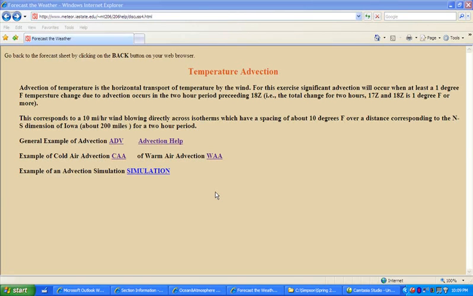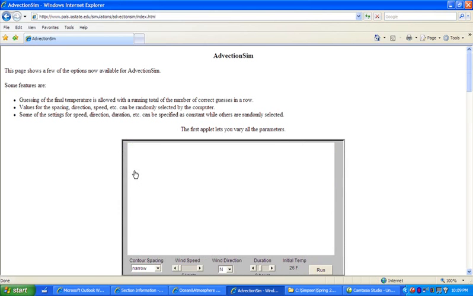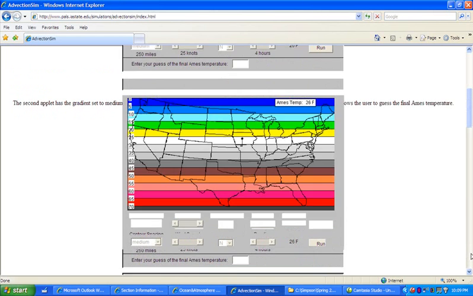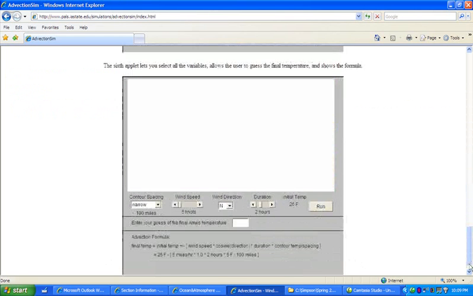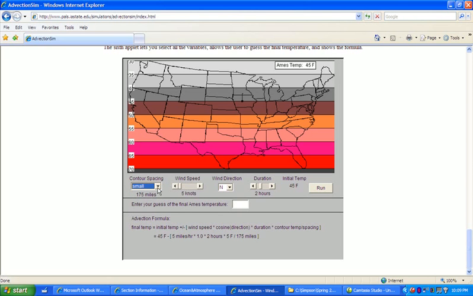Okay, what you can do at this point is use one of the simulations that we have called Advection Sim. If you click on Simulation, you can use Advection Sim to help you figure out if you're going to have significant advection. I'm going to ask you to scroll down to the last applet and click on it to activate.